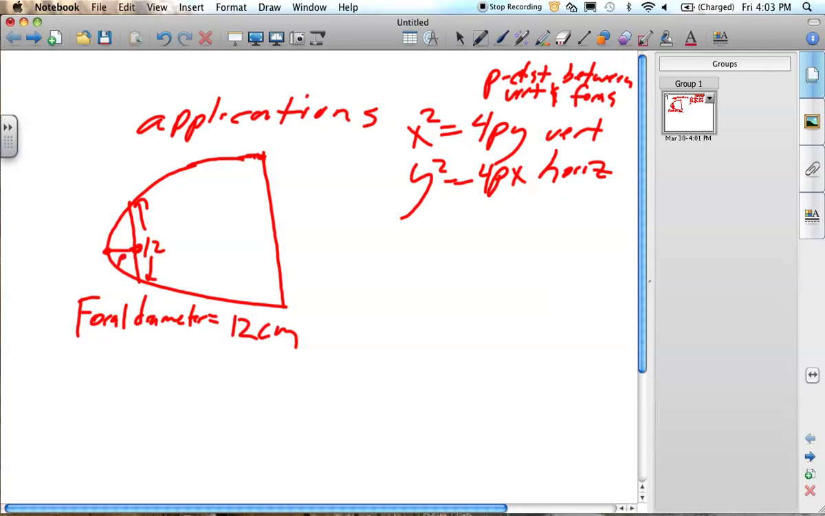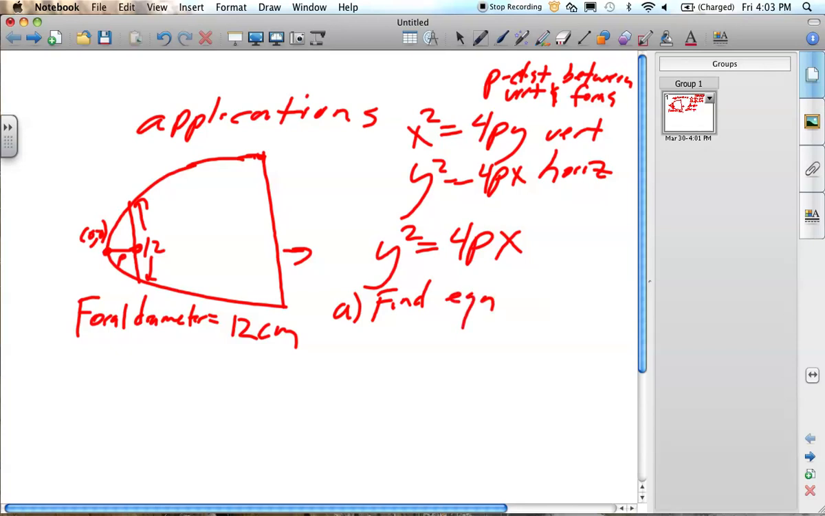Okay, what we're going to do is go ahead and make this point right here our vertex, 0, 0. We can put it wherever we want, and this makes it nice and easy. The other thing I notice is that this thing is opening to the right, so I'm going to deal with a horizontal one. Y squared equals 4px. Okay, so part A of this says to find the equation.